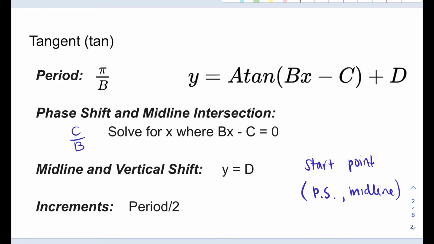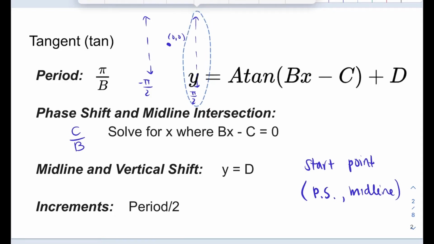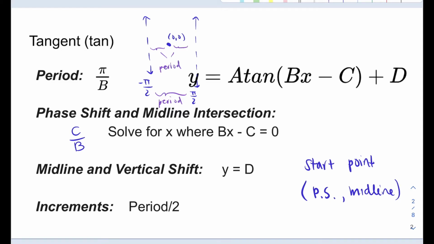My increment is period divided by 2, and that's because with our starting point, I've got negative pi over 2 here. This we'll call 0, 0. And I've got pi over 2 here. Well, this right here is my period from here to here. And so I just need to break it into these two pieces. If I want to break something into two pieces, it'll be my period divided by 2.